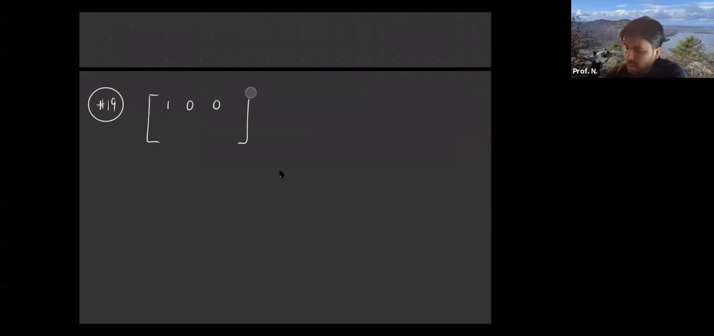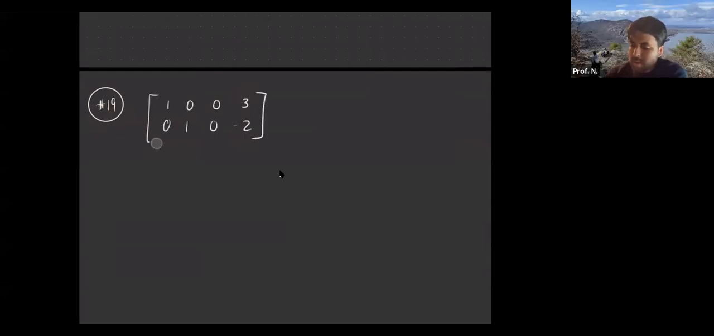So 19, right? I guess we can make this the last one, number 19. Can you give me your 4 matrices? The first one is 1, 0, 0, 3. Then the next row is 0, 1, 0, -2. And there's a 0 row.